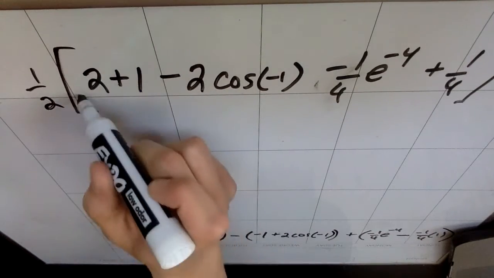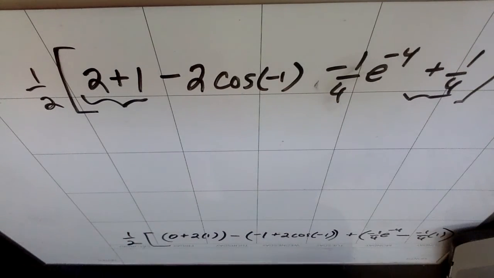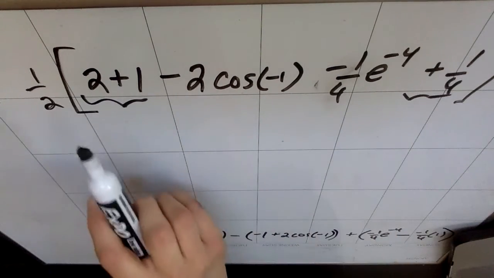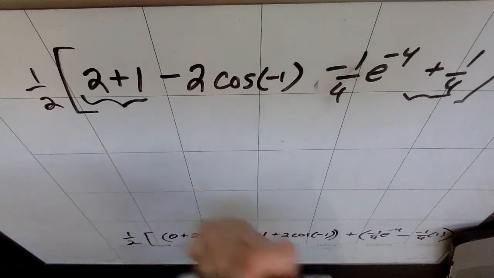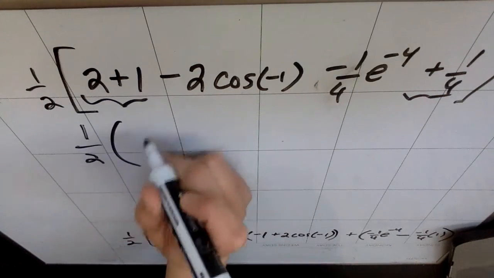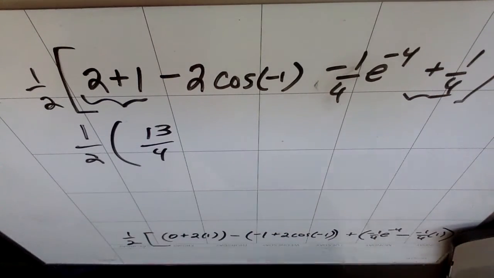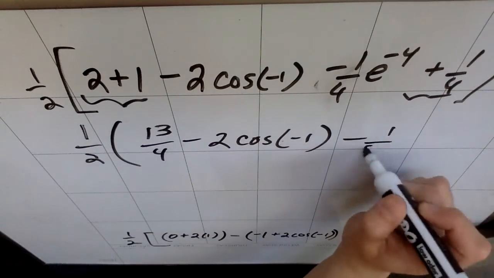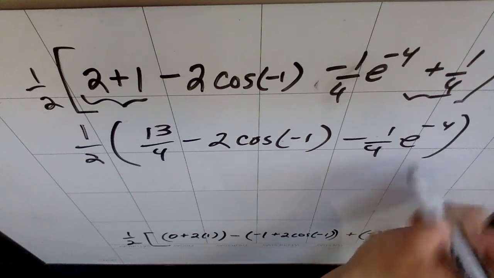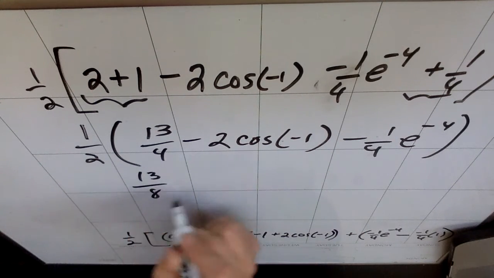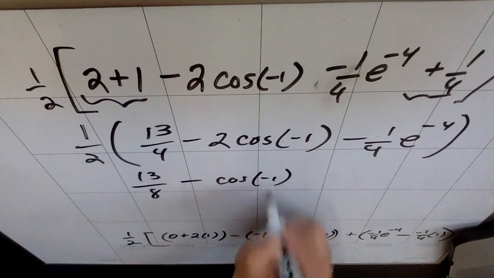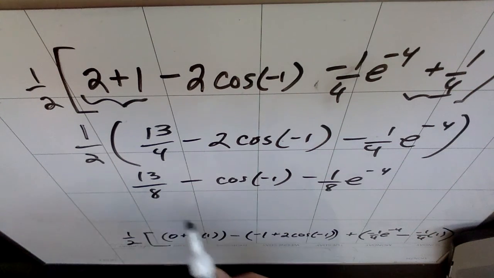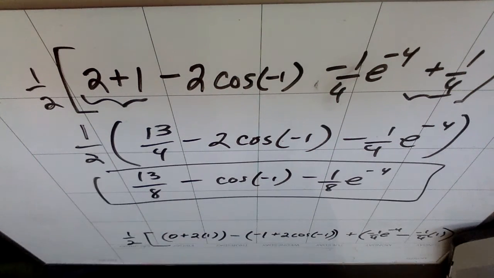So I'm going to combine the three things that are regular old numbers because they can be combined. I'm going to get 3 plus 1/4, right? So that's 12/4 plus 1/4, so I get 13/4. So I'm going to have this 1/2 in front of 13/4, -2 cosine of -1, and -1/4 e to the -4th. When I distribute the 1/2, I get 13/8 minus a single cosine of -1 minus 1/8 e to the -4th. And that crazy, ridiculous monstrosity is my answer. Good times.